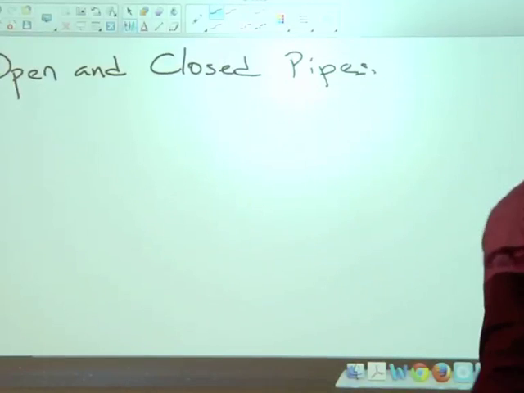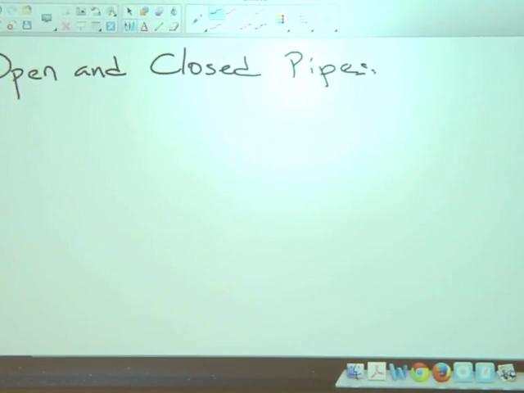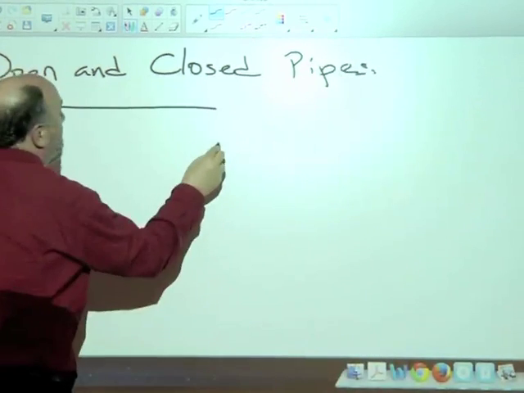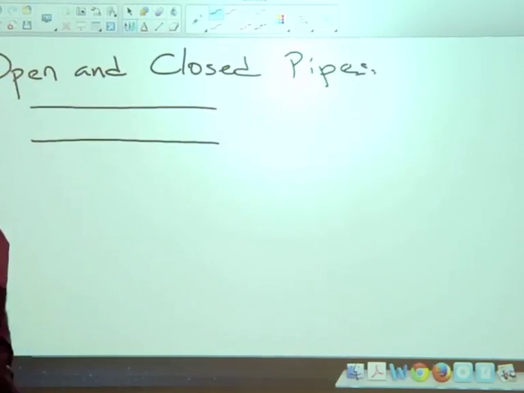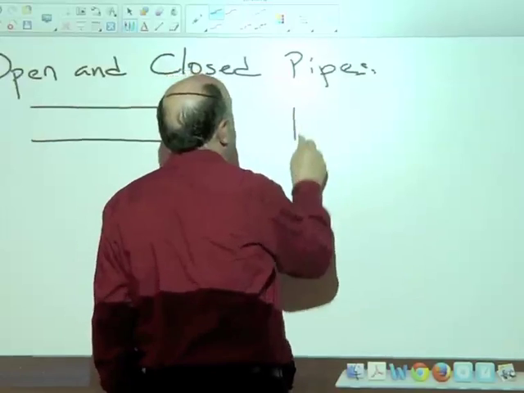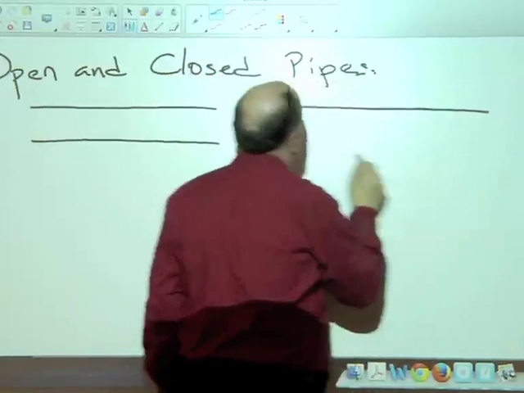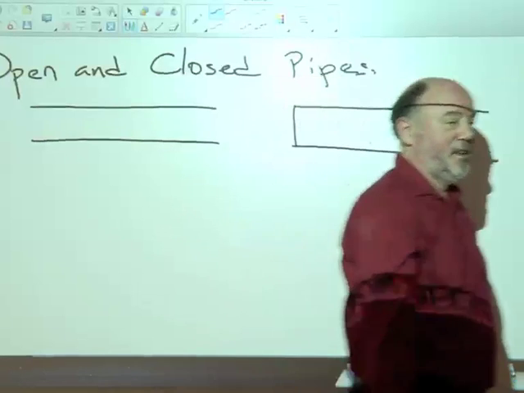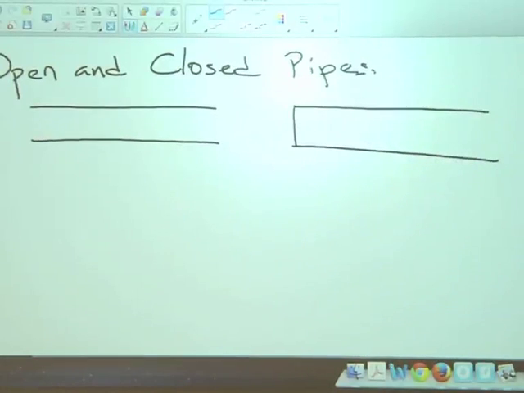So, open and closed pipes. An open pipe is a pipe that is open on both ends. A closed pipe is a pipe that is closed on one end. Right?